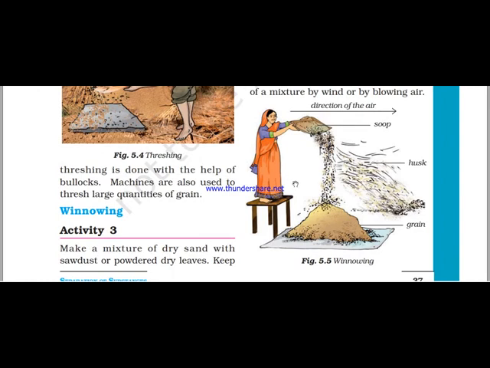Here you can see in this diagram, this woman is separating the husk from the grains. Because husk is lighter, whereas the grains are heavy. So all the grains will collect here, and the husk, with the help of blowing air or wind, will blow to one side and collect here.